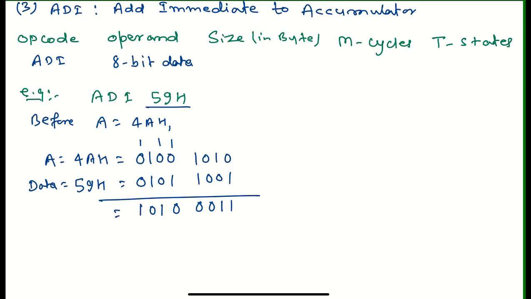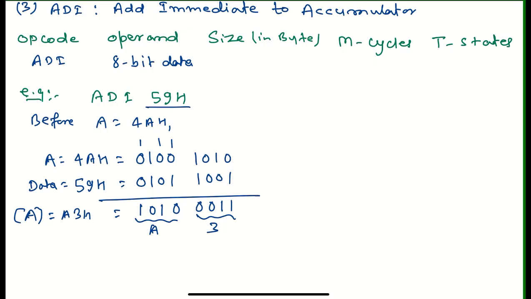Now we got the result as 1010, which is A, and 0011, which means 3. So in binary this is 10100011, which can be written in terms of hex as A3H, and this result will be stored into the accumulator.